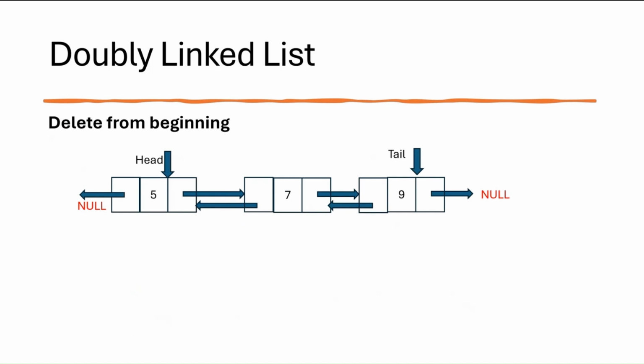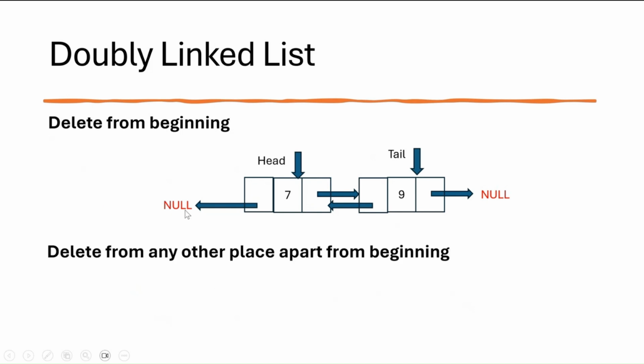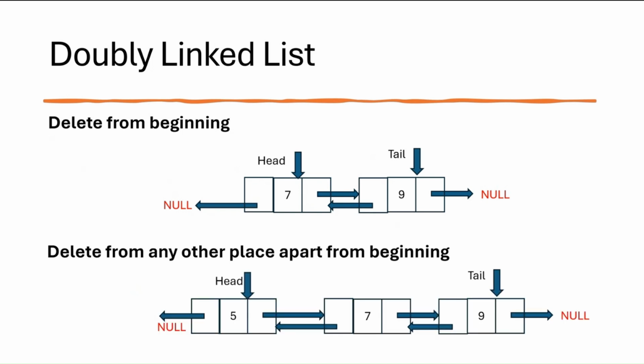Delete from beginning: because we have a head pointer, we can shift the head pointer and then delete that previous head and then make the previous of the new head null, right? Delete from any other place apart from beginning, similar to the singly linked list, we have to traverse.